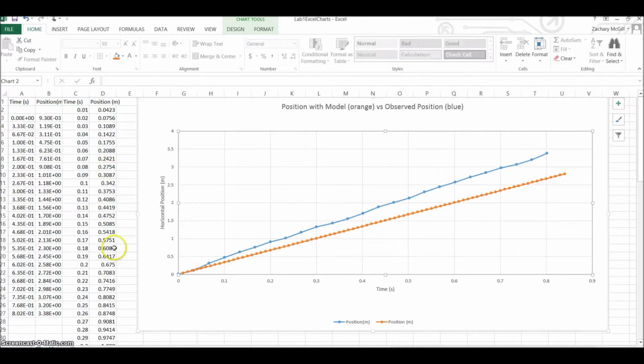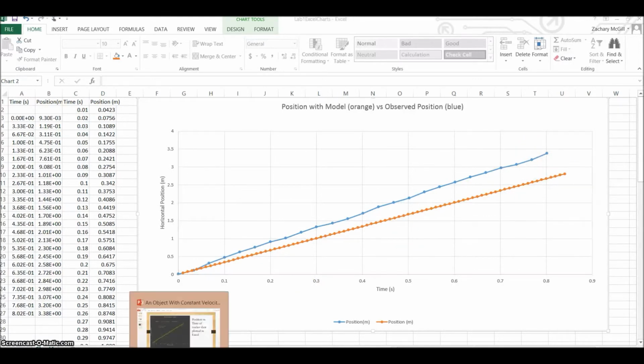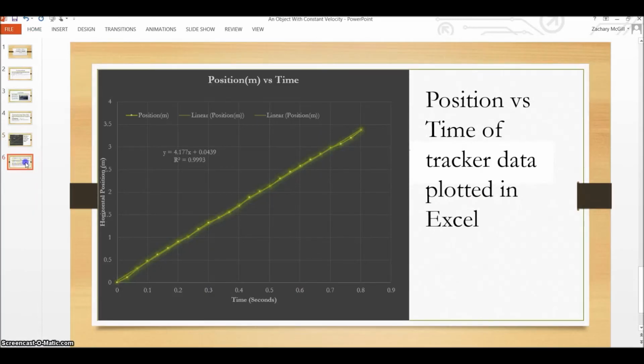Here we have the Tracker data versus the code data, and then both are graphed here. As you can see, there's a slight discrepancy because the code data uses a velocity of 3.3 meters per second, which is less than the average velocity. So the code data estimates that the car moves less than the actual Tracker video indicates. Move back over to our PowerPoint.